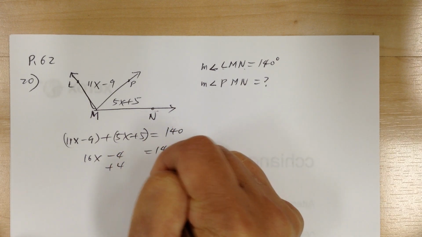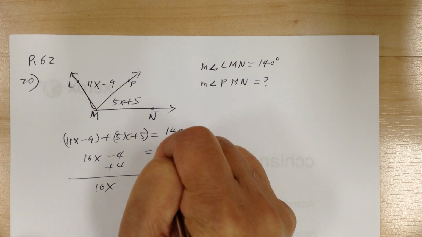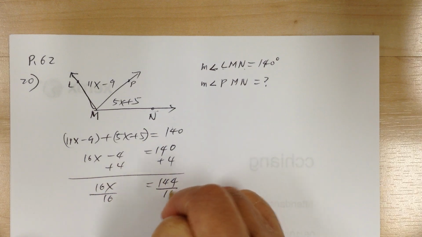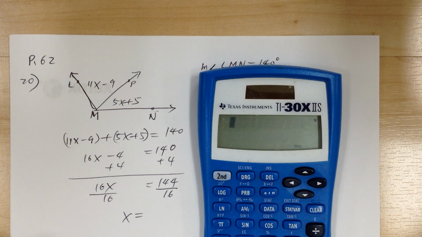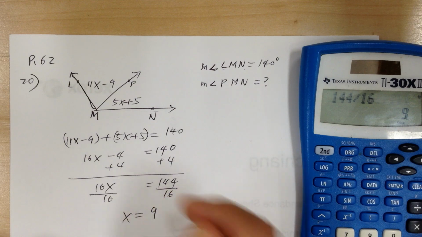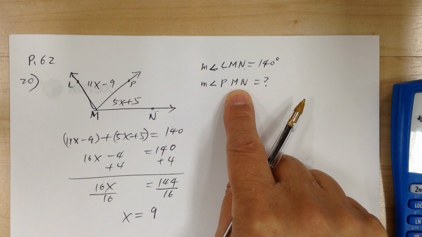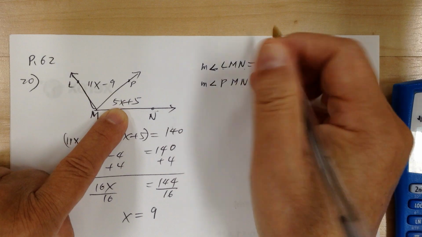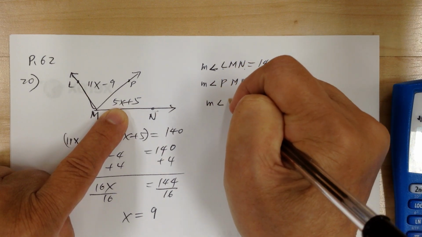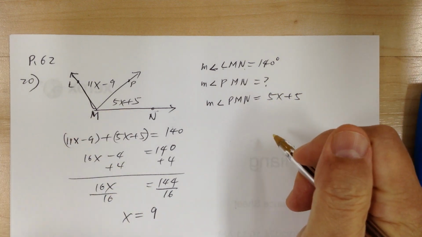Plus 4, plus 4. So 16x equal to 144. Divide by 16, divide by 16. So x will equal, get your calculator, 144 divided by 16 equals 9. So once you find x equals 9, now you can go and look for angle PMN. So the measure of angle PMN equals 5x plus 5. So substitute this into here.